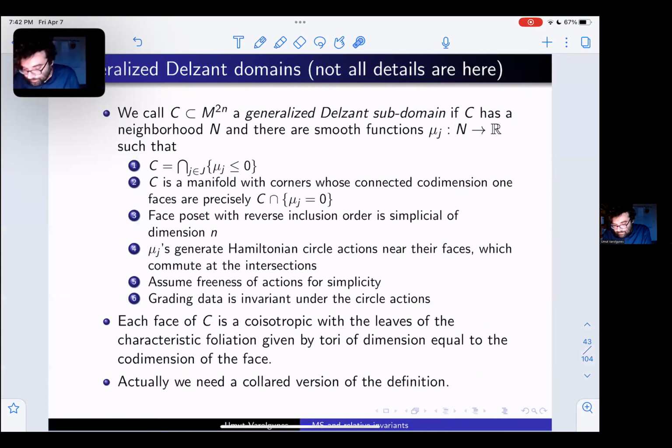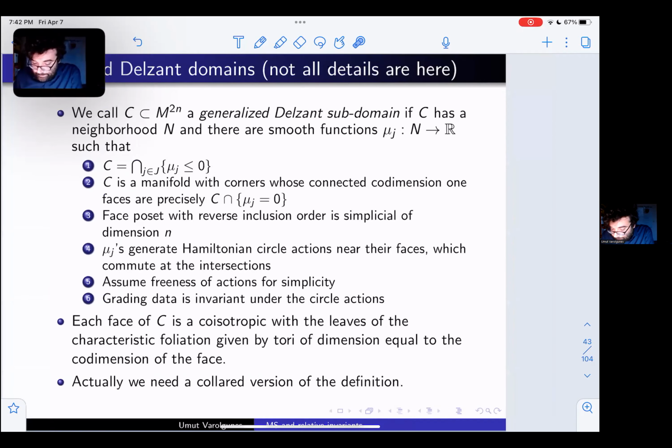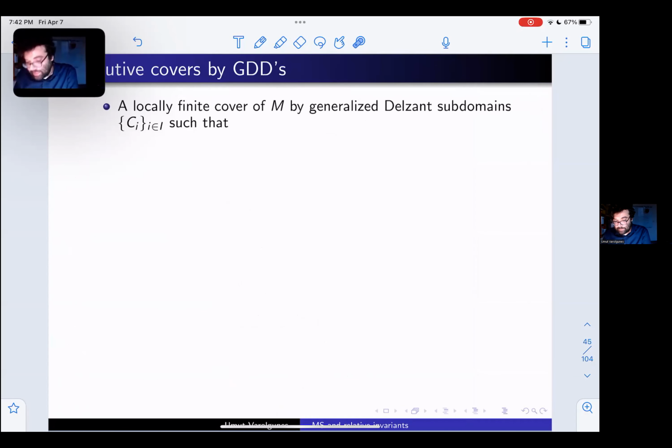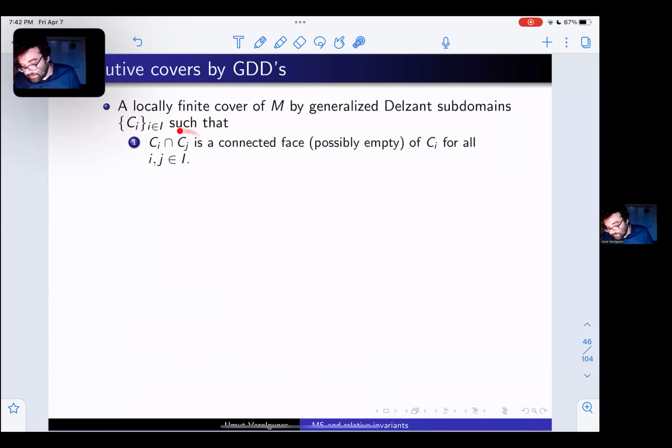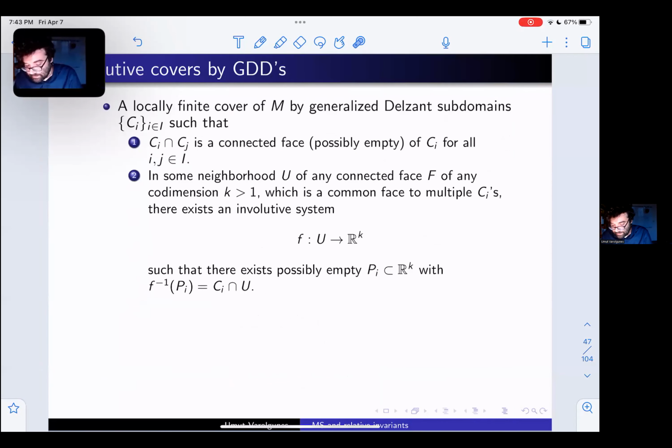So, even with this, I lied, because I actually need a colored version of this. I don't want just one level to satisfy this. I want some neighborhood of levels for each of the faces, so it's some kind of coloring of that. Then I want to cover by these subsets. The cover is a locally finite cover such that the intersection of any two is a connected face or empty. Empty I think of maybe as a connected face too, but they could be empty or they could intersect along connected faces.